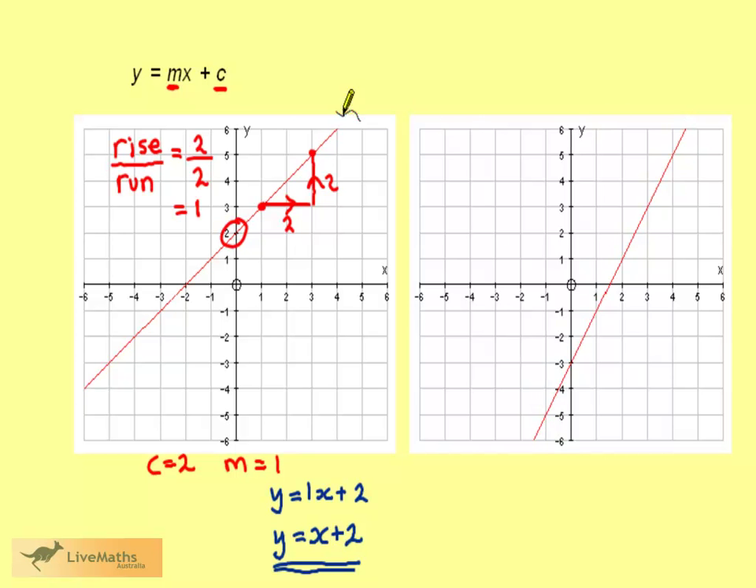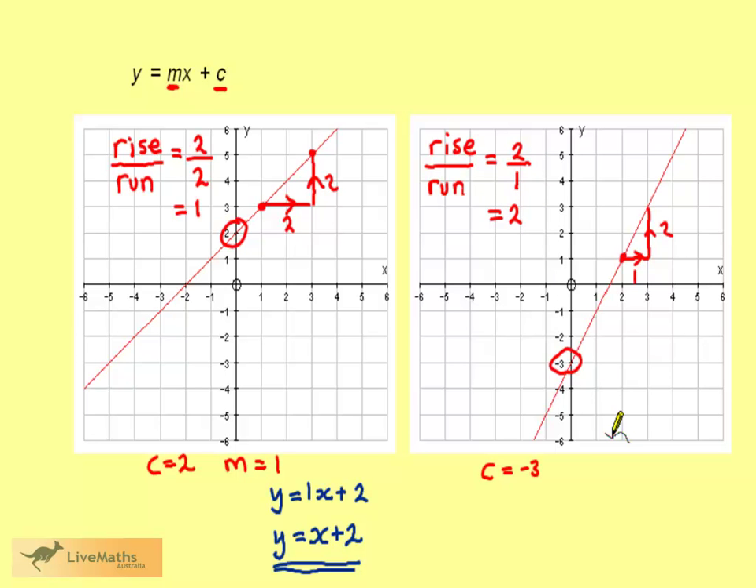Now consider this line. For the y-intercept, we can see it crosses here. So c is equal to minus 3. We now need to look at the slope, i.e. the rise divided by the run. Just choose any convenient point. We go across by 1 unit, and if we do that, we find we have to go up by 2 to meet the line again. Therefore the rise is 2 and the run is 1, giving us 2.